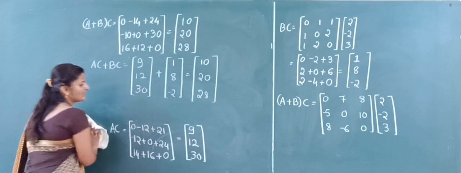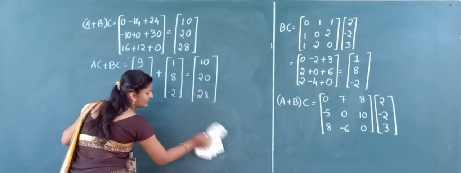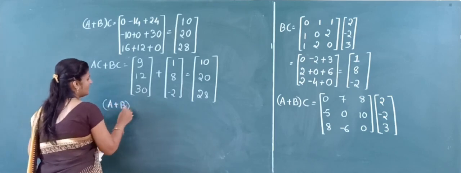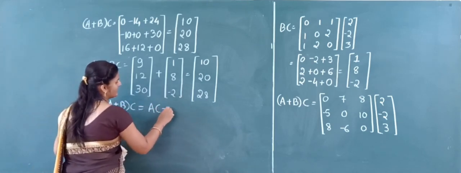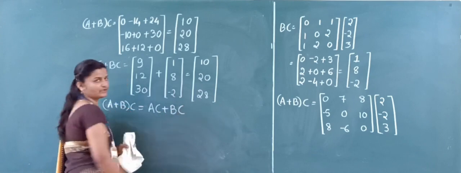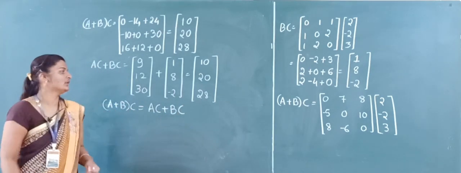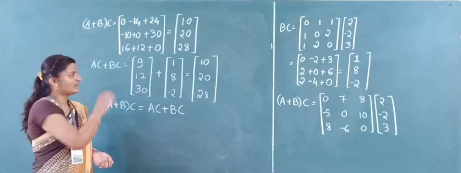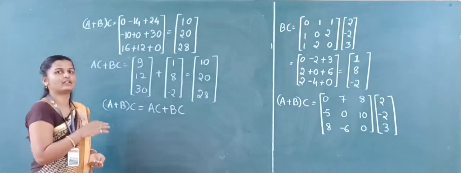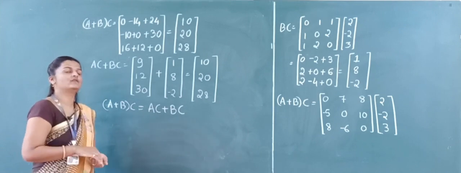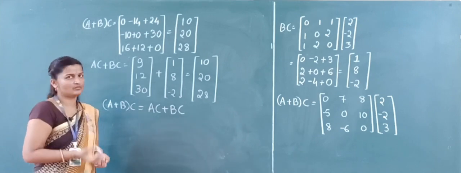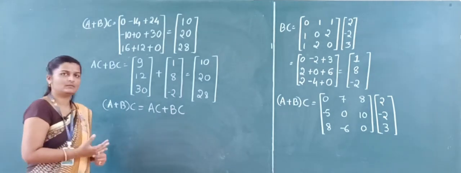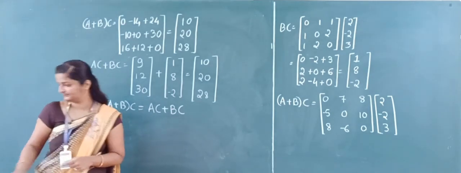So finally we have verified that A plus B into C is equal to AC plus BC. That is the distributive law. So like this we have to solve the properties of matrix multiplication one by one. You have to calculate what they have given and finally verify what they ask you to verify. Okay, so this problem is over. Please note down, I will move to the next problem.